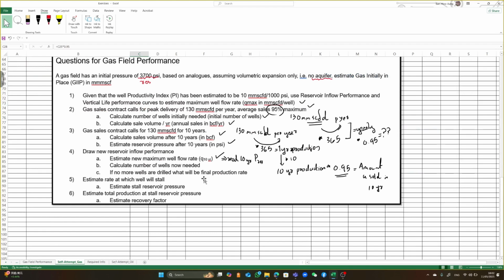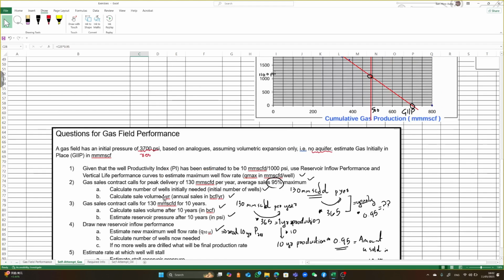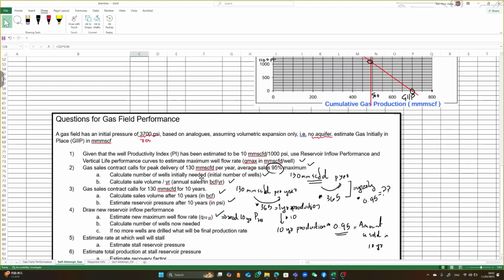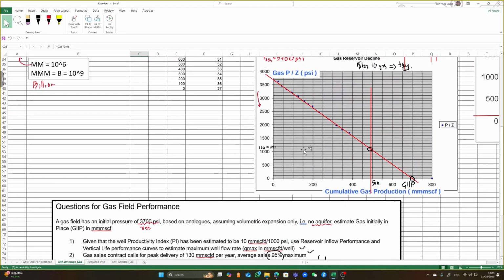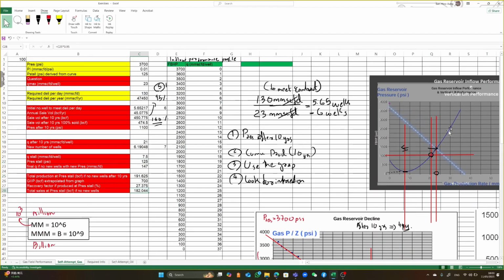Okay, so this is how we calculate this kind of flow rate estimation, production forecasting, and gas initially in place, using the inflow performance curve and also the vertical lift performance curve. This is how we calculate it.